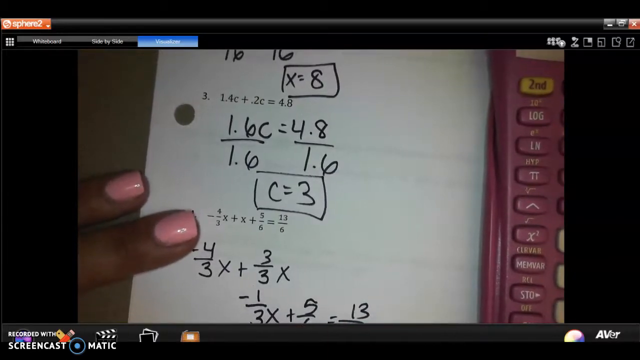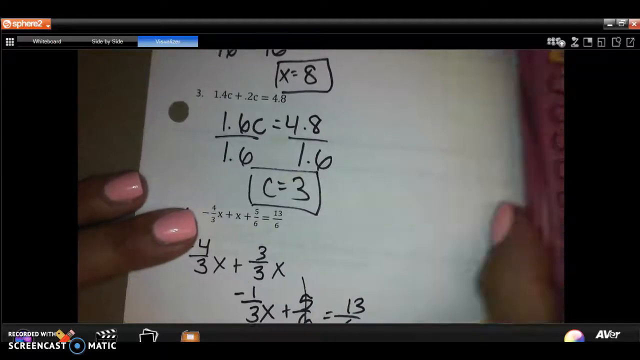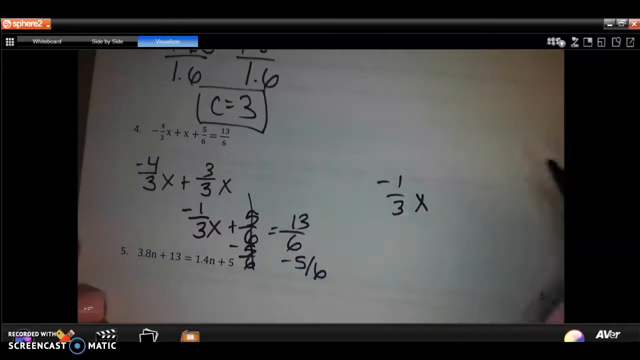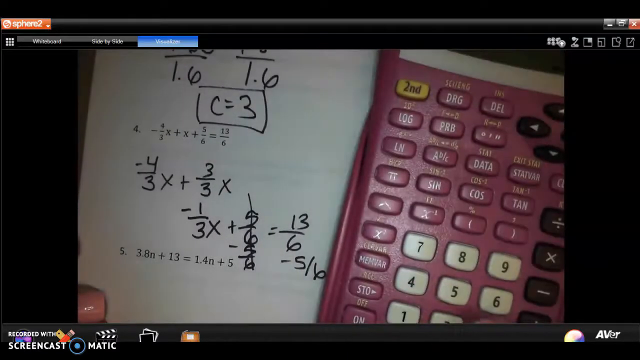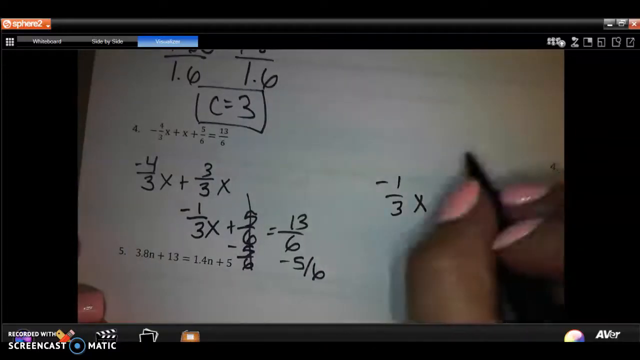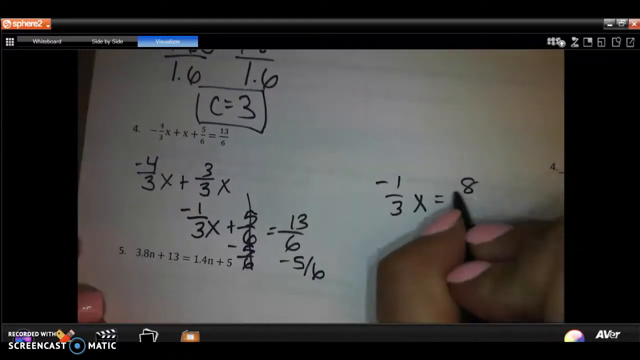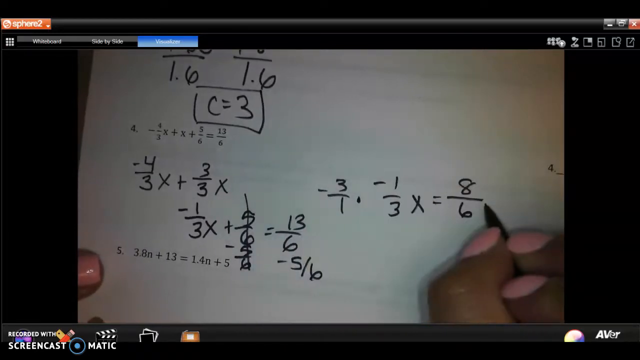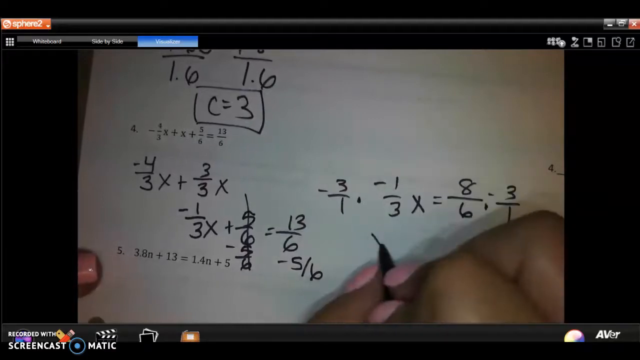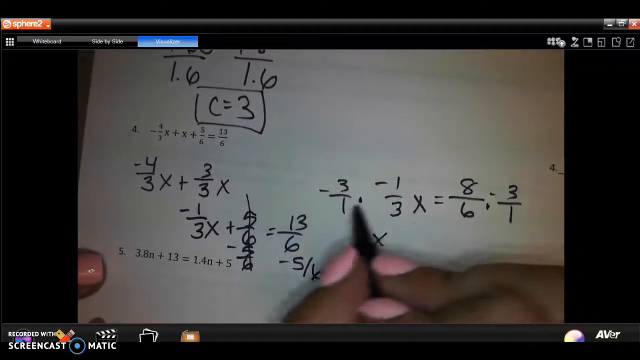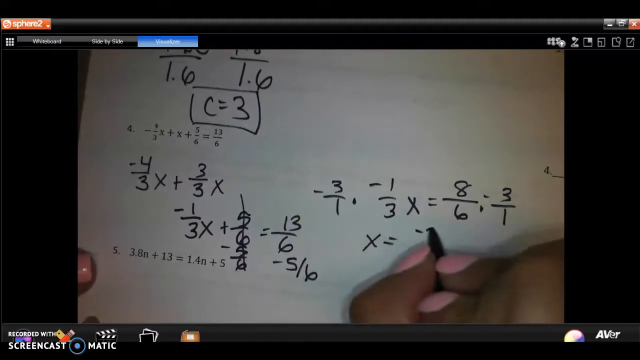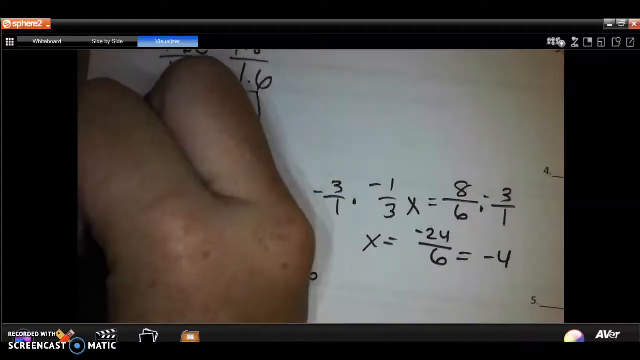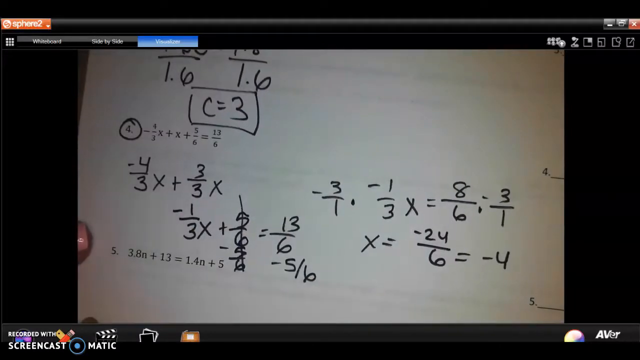If I subtract 5/6 on both sides, you're going to get negative 1/3 x. We know 13 minus 5 is going to give you 8/6, sorry. I'm going to multiply by negative 3 over 1. Yes, you can clear the fraction on this one as well if you would like. Remember, we multiply by the reciprocal to cancel those out. So you get negative 24 over 6, which is the same as negative 4. Remind me to go over number 4 in class with you guys.